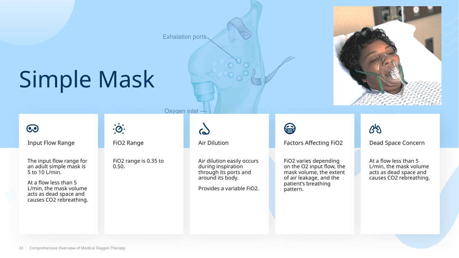Finally, considering the input flow range for an adult using a simple mask, it's usually between 5 and 10 liters per minute. When the flow drops below 5 liters per minute, the mask volume again becomes a concern because it acts as dead space, leading to potential CO2 rebreathing. Understanding these points helps us optimize oxygen delivery and ensure we're providing safe and effective therapy.